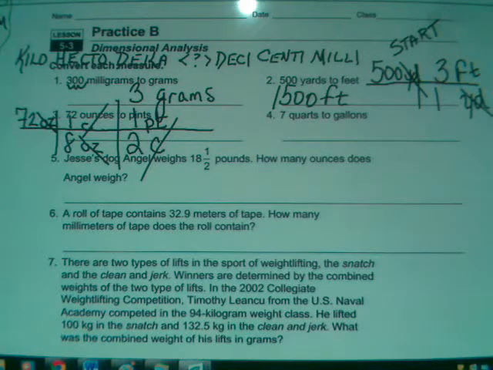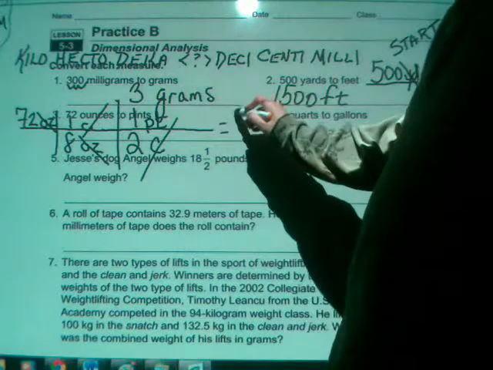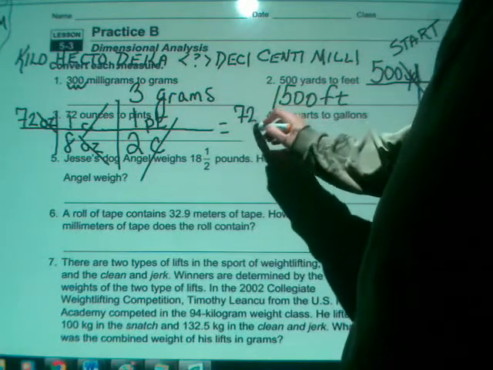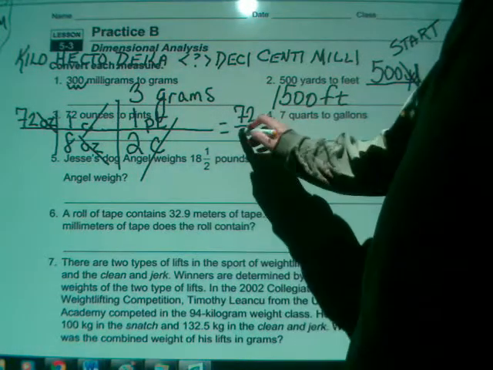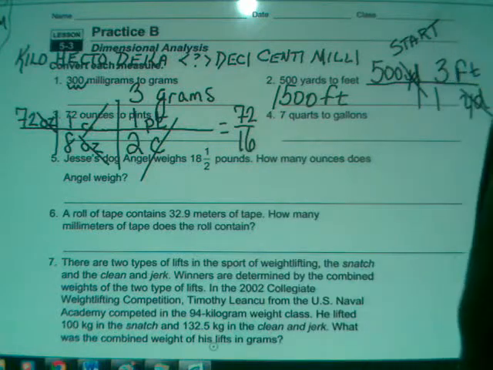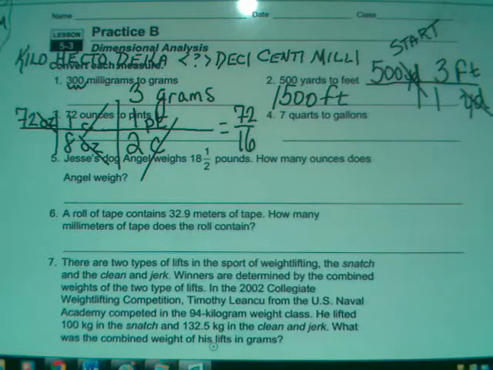Remember, what I want to do now is multiply across the top, multiply across the bottom, and divide the two. So the top is 72 times 1 times 1, which is 72. And the bottom is 8 times 2, which is 16. So I've got 72 divided by 16. 72 divided by 16 should yield a result of 4.5. So it's 4.5 pints.